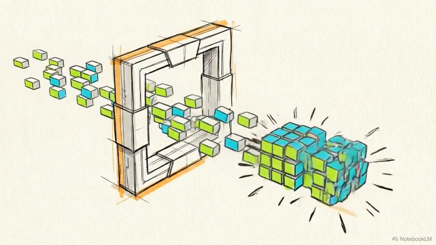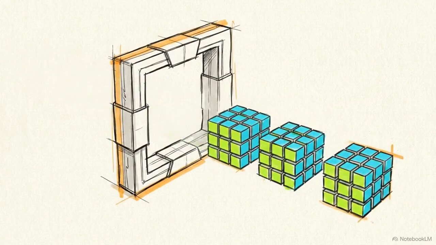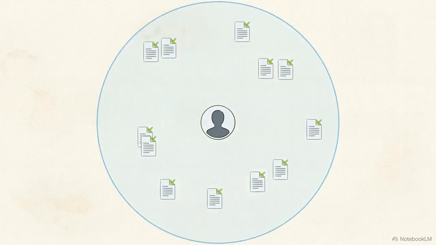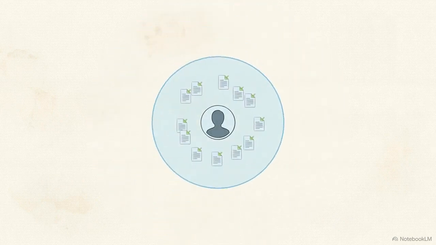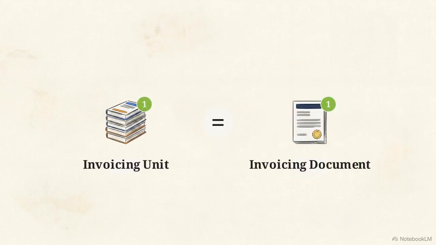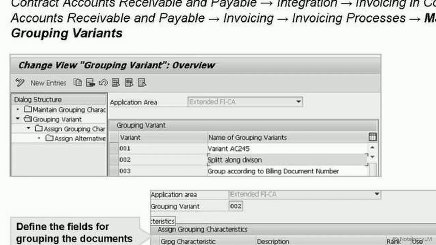The system now organizes the surviving data pool into invoicing units. This stage follows a fixed architectural principle. One invoicing unit generates exactly one invoicing document. By default, the system clusters all pending documents for the same contract account, business partner, and currency into a single unit. To override this default behavior, we use grouping variants.